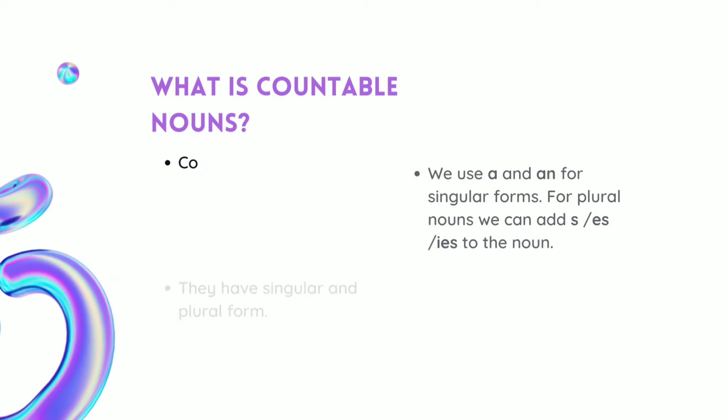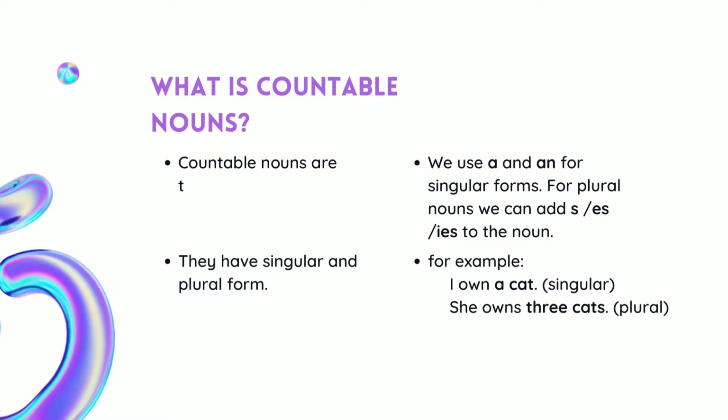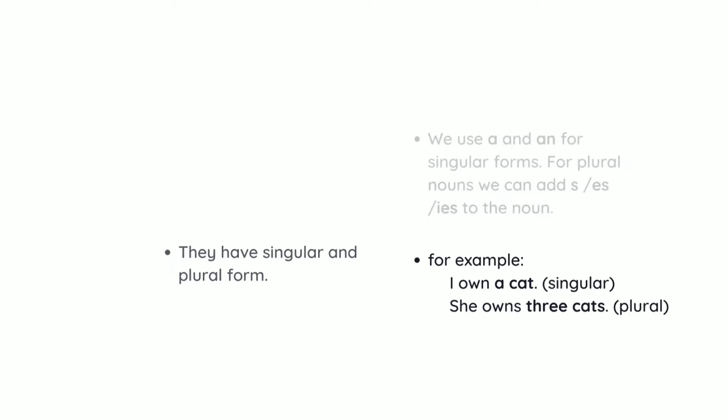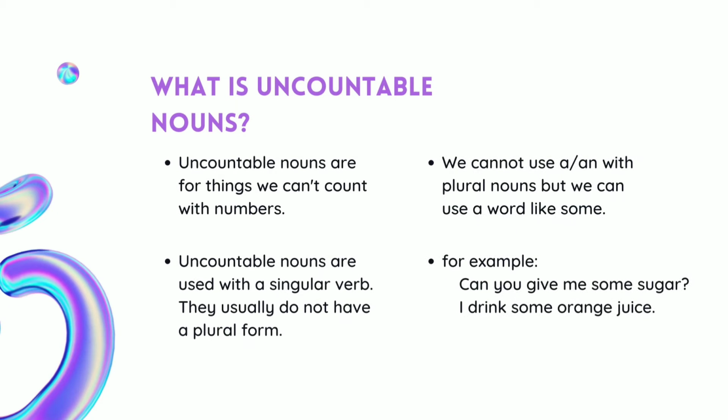What are countable nouns? Countable nouns are things that we can count using numbers. They have a singular form, which is things we have got one of, and a plural form, which is things we have got more than one of. We use a and an for singular forms, and we add s, es, or ies for plural nouns. For example, I own a cat, in singular, and she owns 3 cats, in plural.